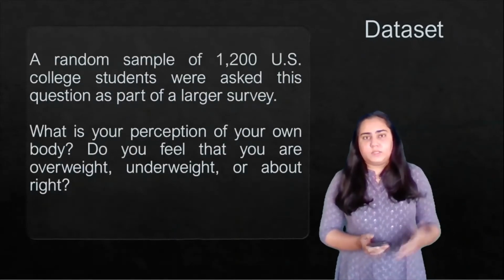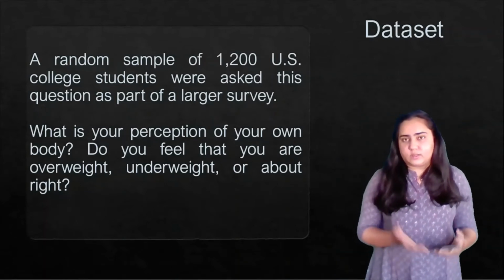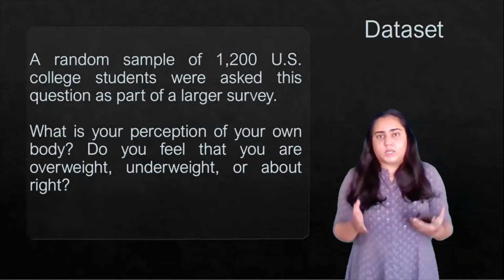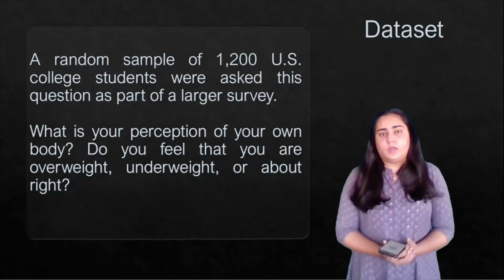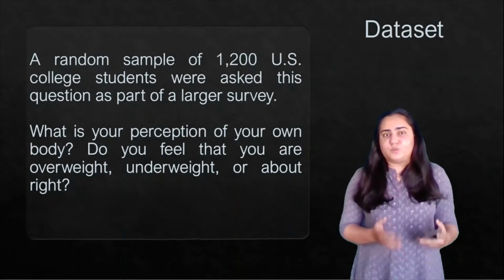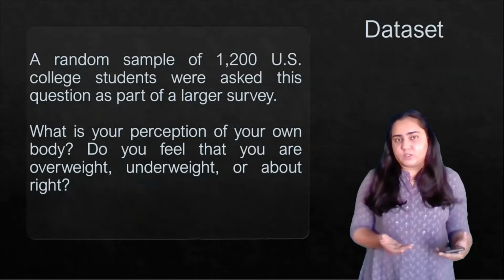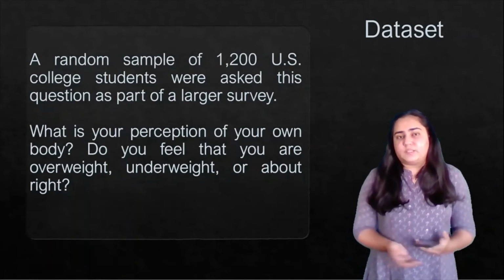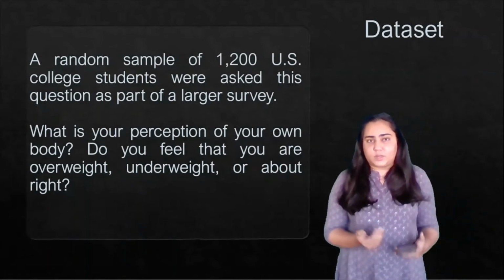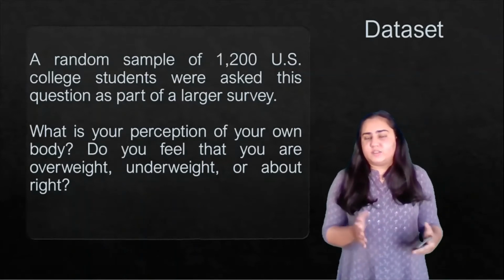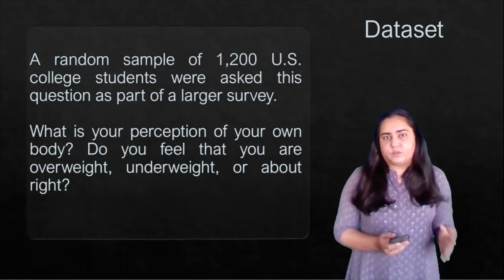Now we are going to see a random sample of 1,200 US college students, because this is another type of data set that we are going to see right now. A random sample of 1,200 US college students was asked the question, what is your perception of your own body? Do you feel that you are overweight, underweight, or about right? This is a very simple question, and this was the question asked to about 1,200 college students.